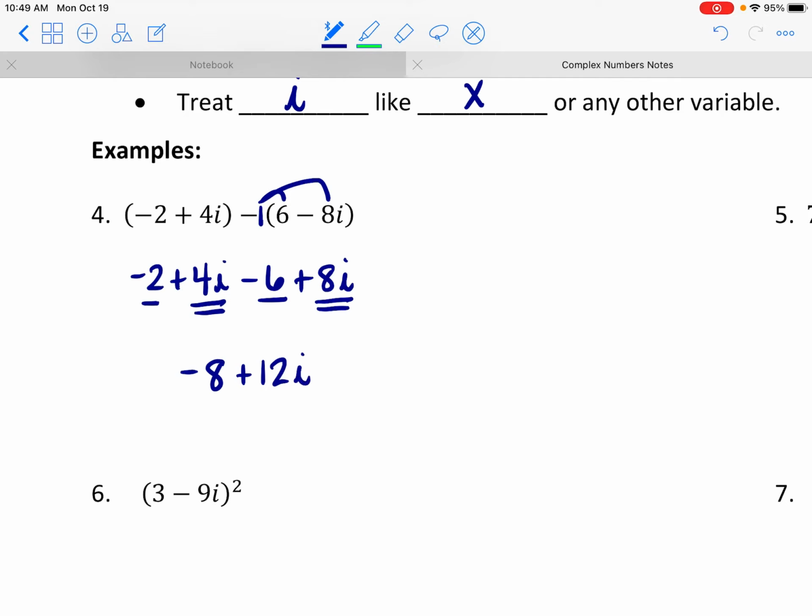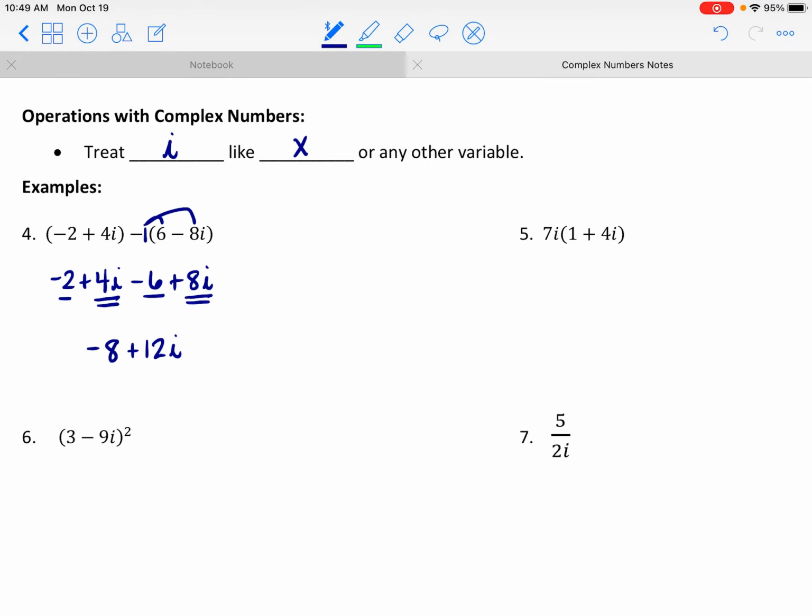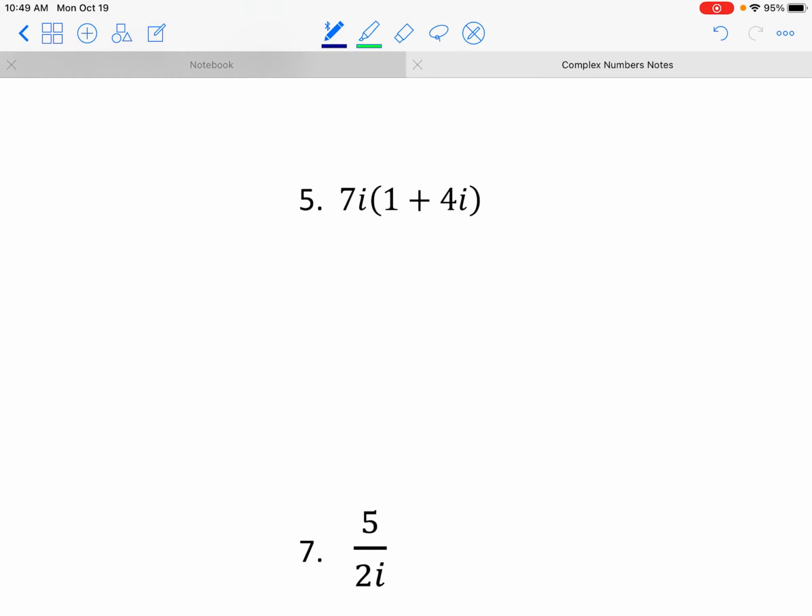And again, if you put 12i minus 8, it's not wrong. It's just a little more proper to have it in the standard form where the real number part comes first. So negative 8 plus 12i is it. Okay? Or multiplying, just like distributing a 7x, we can distribute a 7i. So 7i times 1 would be 7i. And then 7i times 4i would be, let's see, 7 times 4 is 28. And i times i would be i squared.